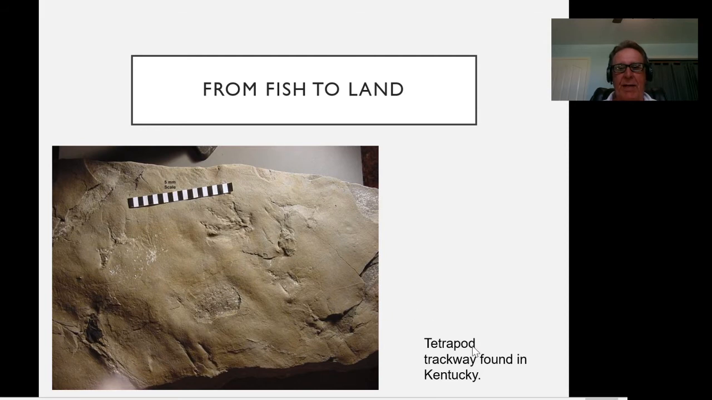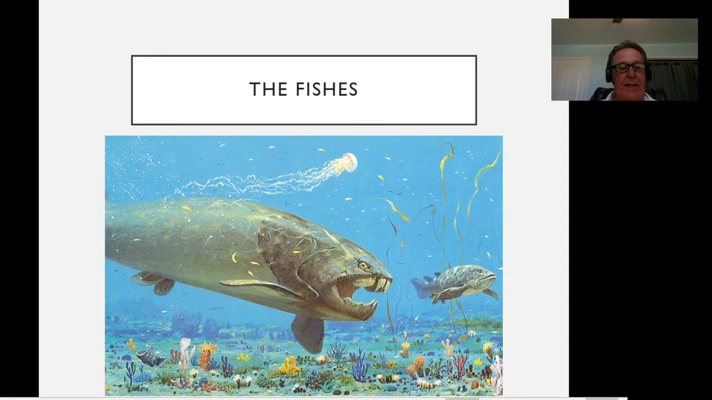This is a tetrapod trackway that's found in Kentucky. Now you can make out these little footprints here in the sandstone. And so if you think about it, we have fish, and these fish have to learn to live on land, or they have to develop tools and the biology to live on land.